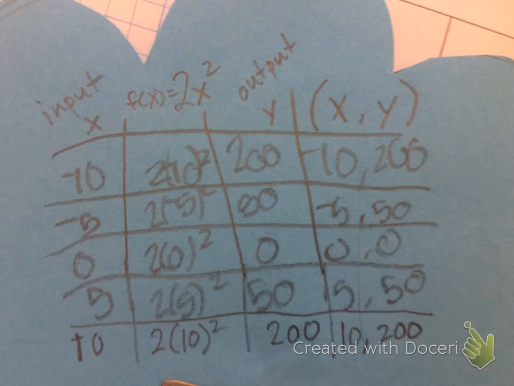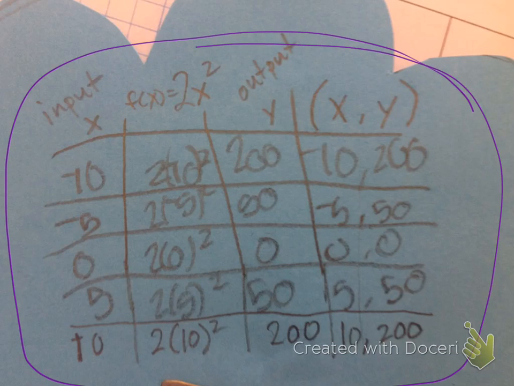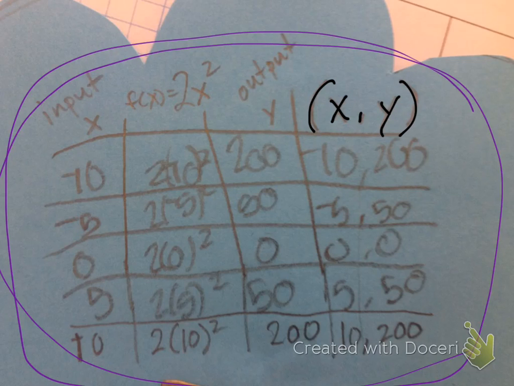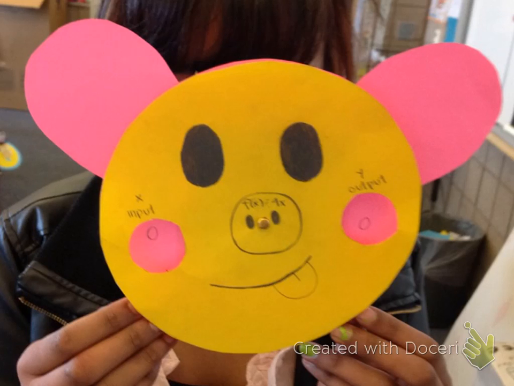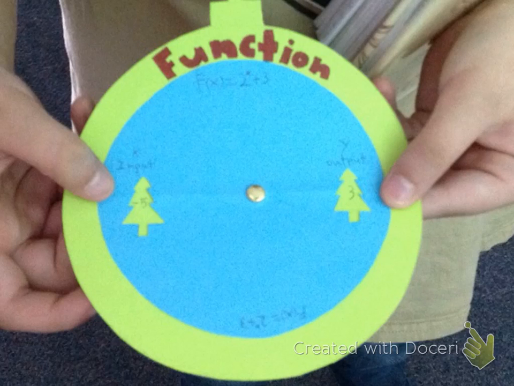All right? And again, on the back of this paper is where you have your H chart. And these people went the extra mile, and they actually added an X, Y chart section. So -10 was the coordinate for X, and 200 is the coordinate for Y. Okay? And then here's just another fun example you can do. Be creative. Here's another one.